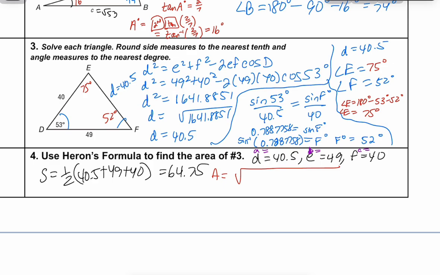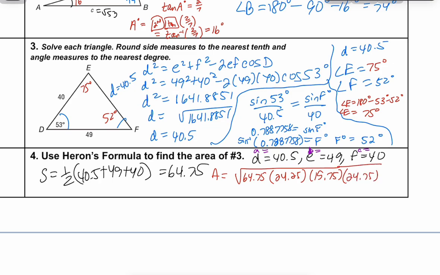Now that we've done the half perimeter, next we can actually jump into the area formula, which is the square root of that number we just found, times that number from each side individually. Okay, so 64.75, our half perimeter, minus our first side, 24.25. Our half perimeter, 64.75, minus our next side, 49, that's 15.75. Our half perimeter minus our last side of 40 is 24.75.